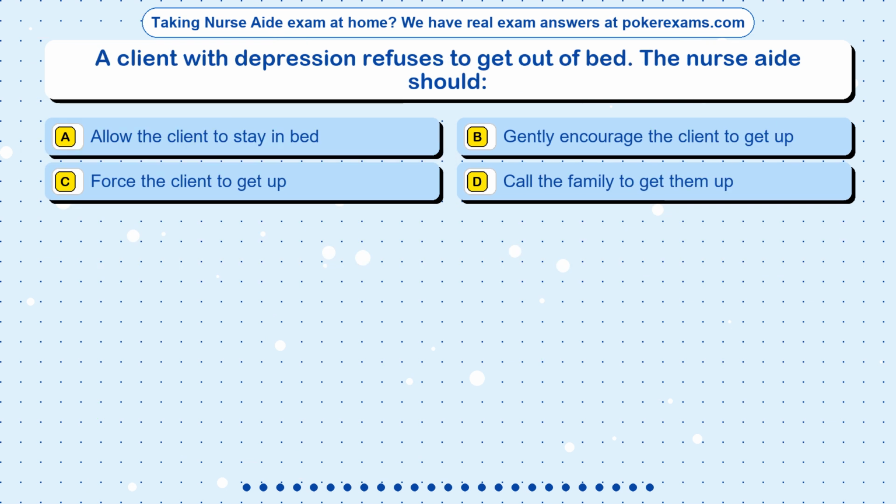Question 25. A client with depression refuses to get out of bed. The nurse aide should: Option A, allow the client to stay in bed. Option B, gently encourage the client to get up. Option C, force the client to get up. Option D, call the family to get them up.